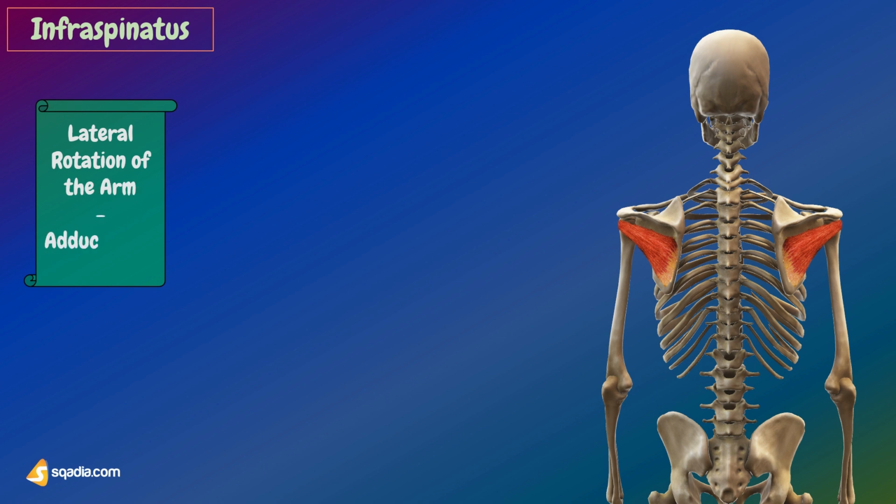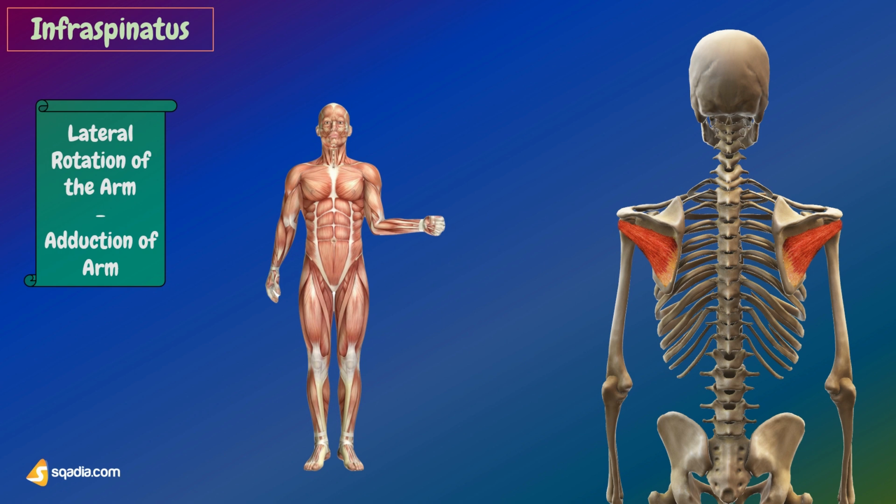But the action of the muscle is different to that of the supraspinatus. The infraspinatus muscle is responsible for laterally rotating the arm at the glenohumeral joint. It also functions as an adductor muscle. The muscle also stabilizes the shoulder joint and strengthens the posterior part of the capsule.